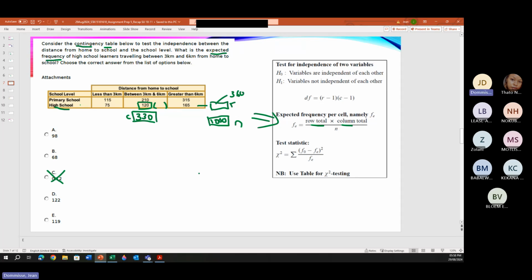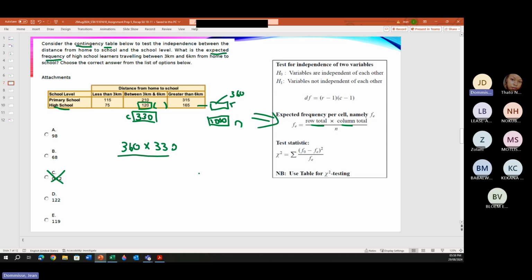Okay, so then how to work it out. The frequency of that is the row total, 360, times the column total, 350, divided by 1,000. So that is 360 times 350 divided by 1,000.